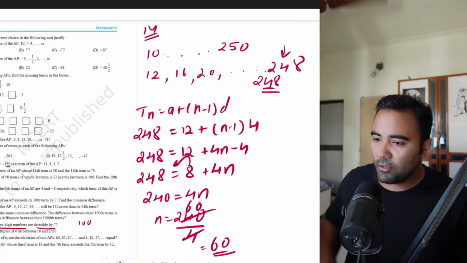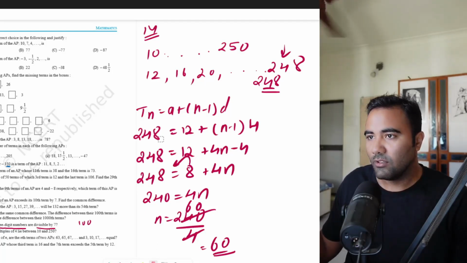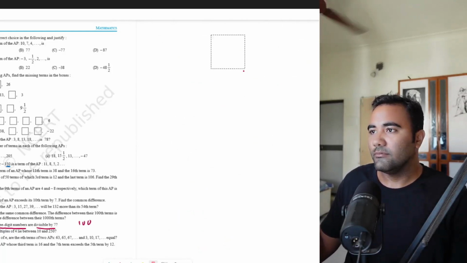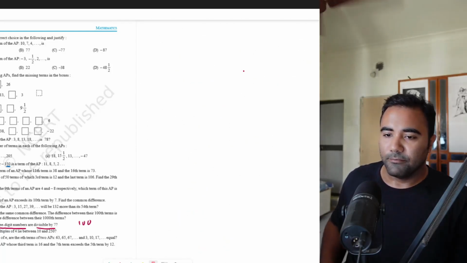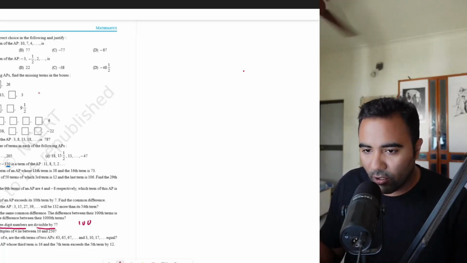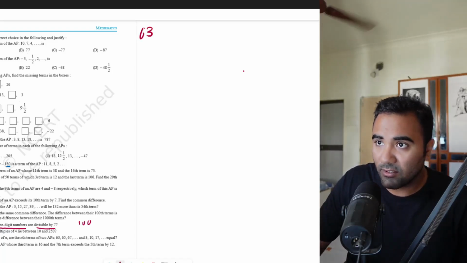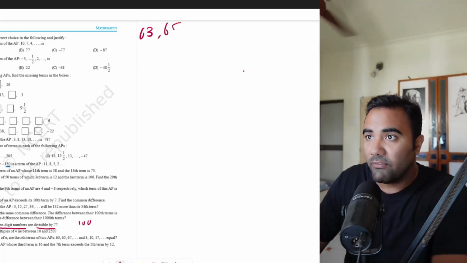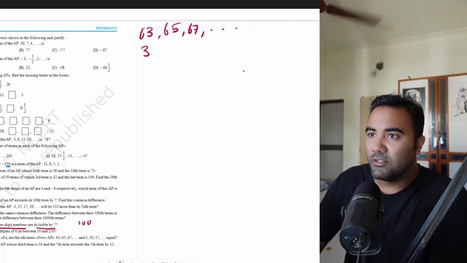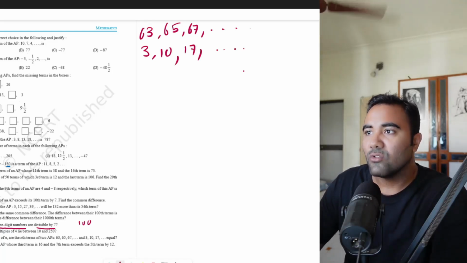So far so good. Now we are left with the last 2 questions. Question number 15. For what value of n are the nth terms of these two APs equal? The first AP is 63, 65, 67, and so on. The second AP is 3, 10, 17, and so on.